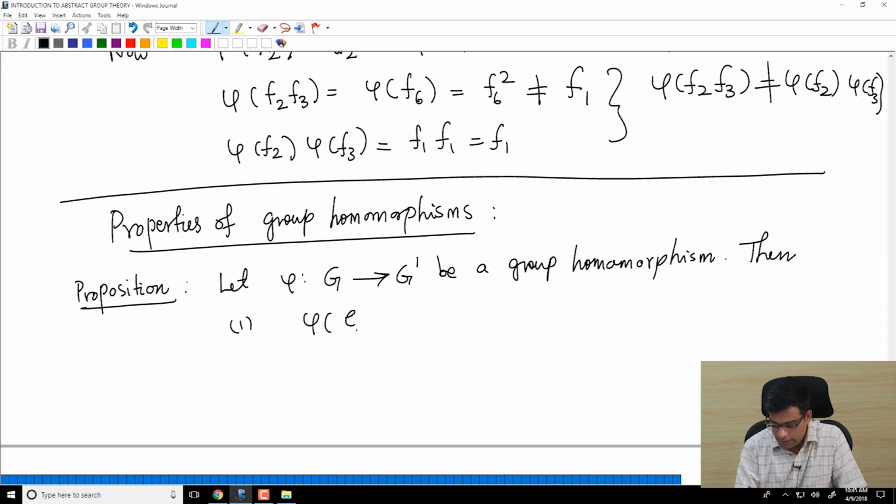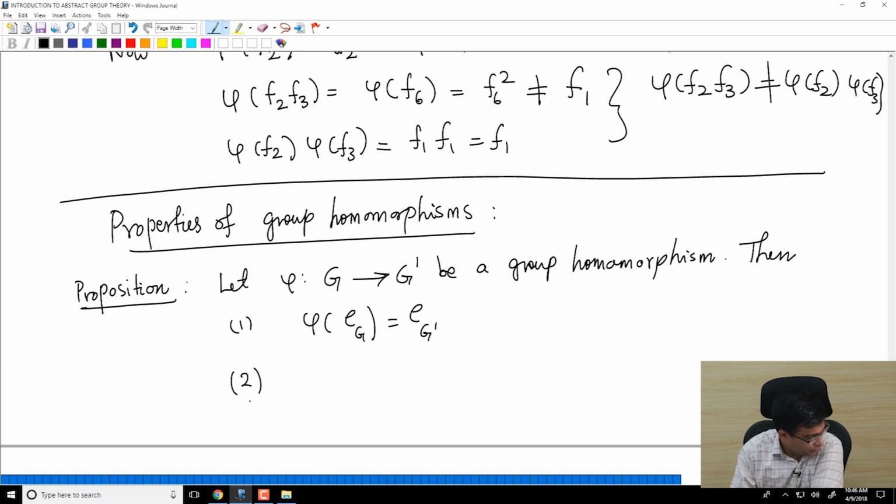Phi of E_G is E_G prime. Just to clarify here, E always stands, remember, for our identity element in a group. But here I have two groups, G and G prime, so I am going to be denoting which identity I am talking about by looking at the subscript. E sub G is the identity element of G, E sub G prime is the identity element of G prime. So what I am saying is that in a group homomorphism, the identity element of the first group goes to the identity element of the second group.